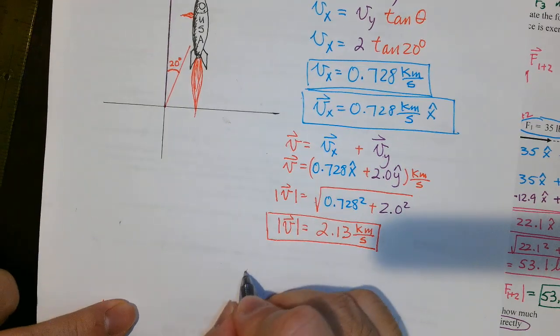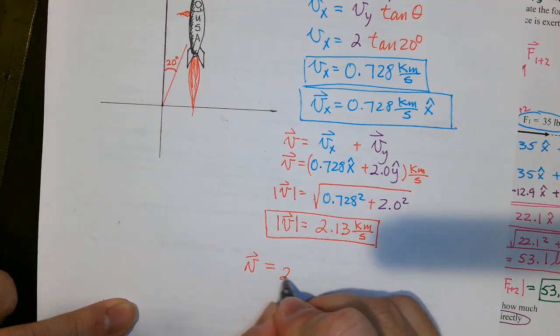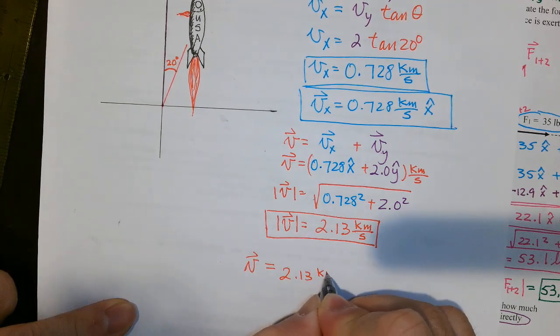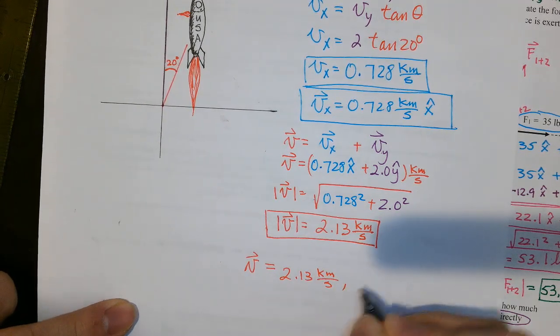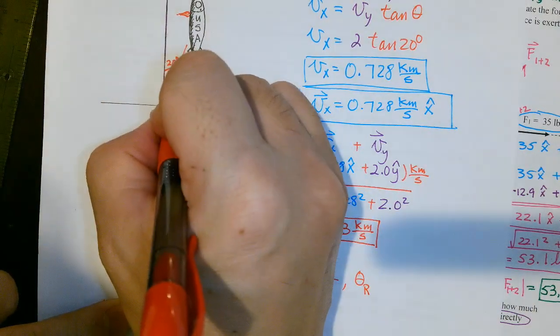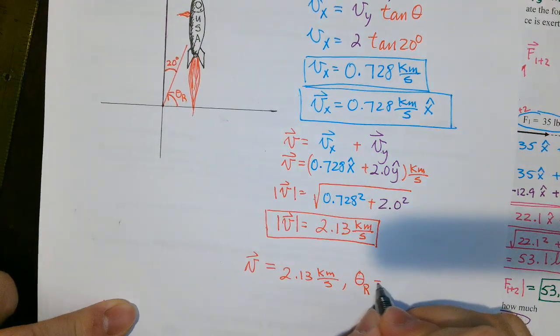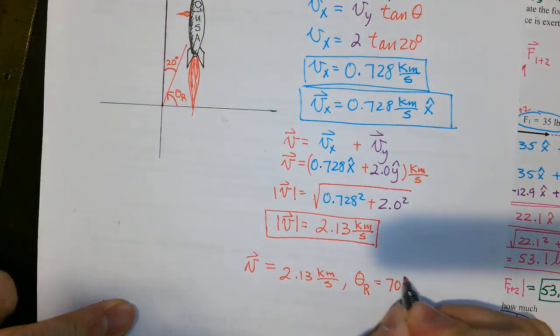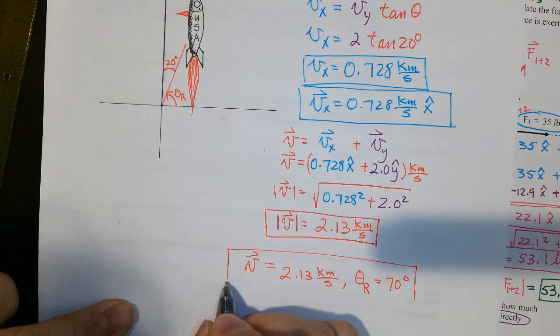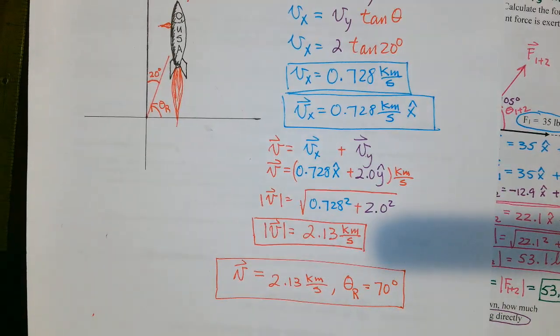So if you really want to find the final v, it's 2.13 kilometers per second, comma, theta for the rocket. Theta for the rocket is this. This is the theta for the rocket. It is 70 degrees. And that's how we use vectors to solve physics.